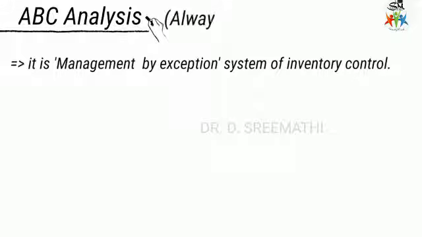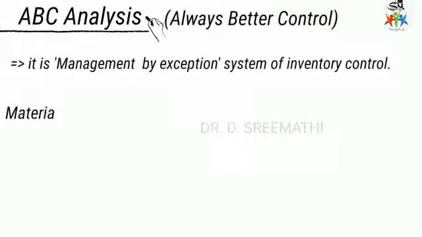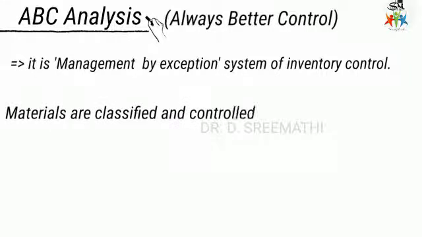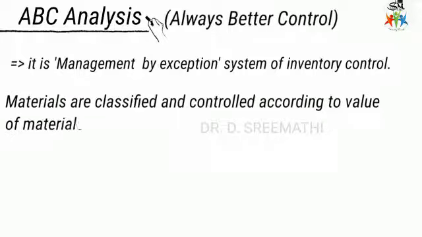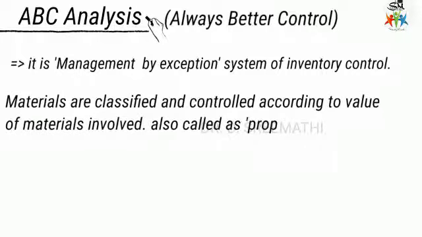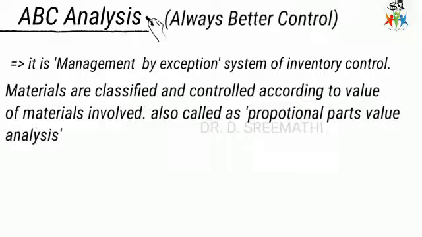So in this we can say it is about always better control, ABC technique of inventory control. Here the materials are classified and controlled according to the value of materials involved. Under this system the material stocked may be classified into a number of categories according to their importance, that is, their value and frequency of use during the period. Okay, it is called proportional parts value analysis.